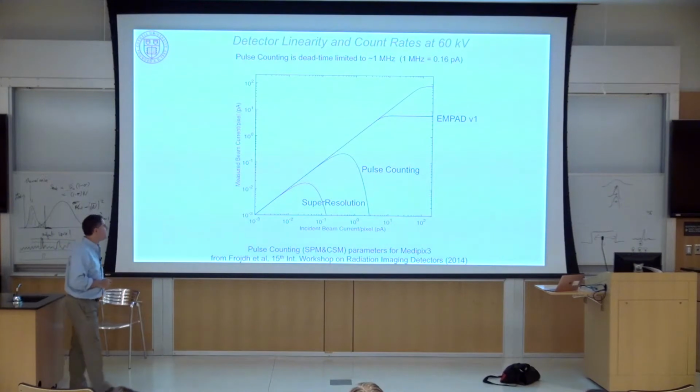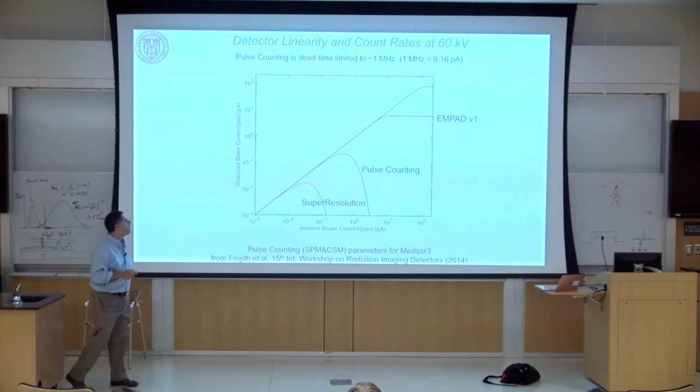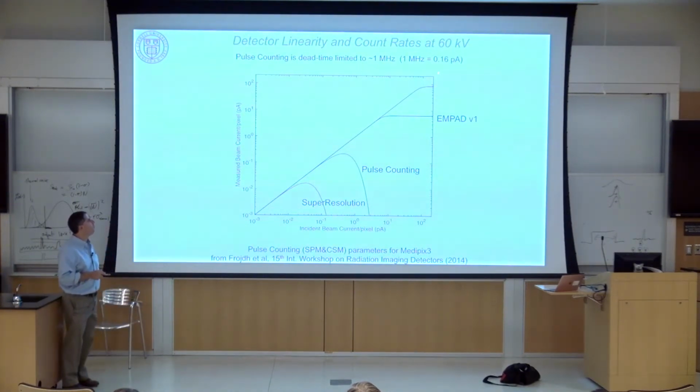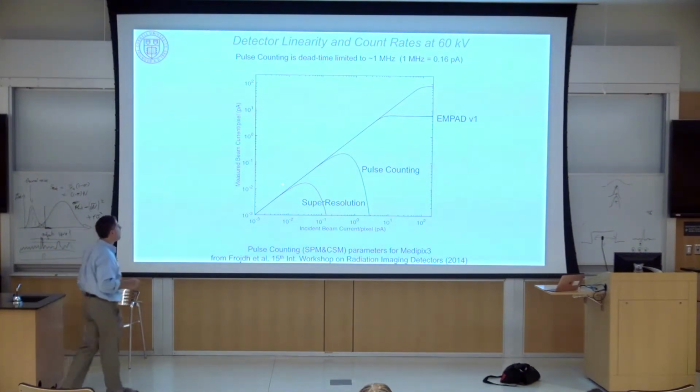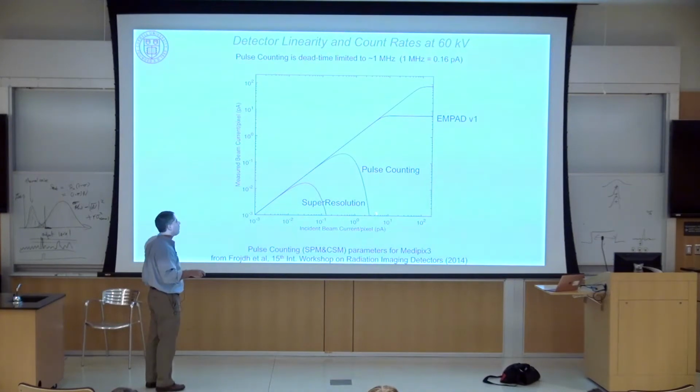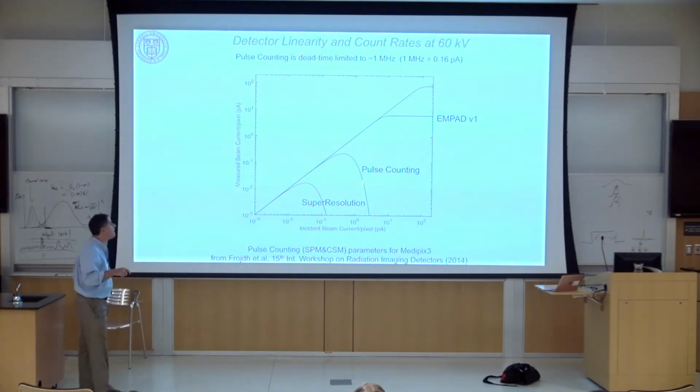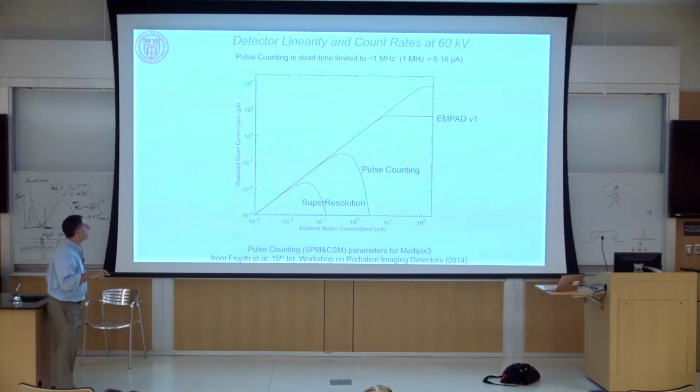So if you have a counting detector and you did everything right, you probably wouldn't be able to deal with more than 0.16 picoamps in the incident beam, and a typical beam current is more like 100 picoamps. Now you can spread it over multiple pixels, but you're not getting very far. So here is the performance curve for a pulse counting detector. This is the Medipix, which is a fast pulse counter, and it drops off and misbehaves, giving these volcano-looking images, when you get above about a megahertz count rate.